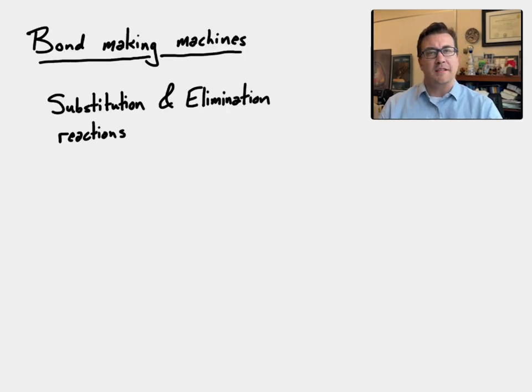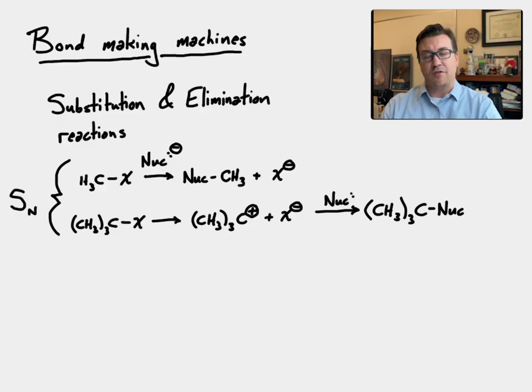One of the things that makes alkyl halides so important for organic chemistry is that they are bond-making and breaking machines. They are very valuable assets in substitution and elimination reactions. For example, there are several classes of substitution reactions that we're going to talk about later in this chapter in other videos. They're categorized with a capital S and the subscript N, substitution nucleophilic, where a nucleophile can directly displace the alkyl halide, or the alkyl halide can leave first and then a nucleophile can come in to make a bond.